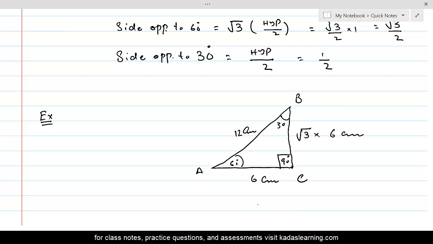This works if there is only one side which is known, but the condition is that we should have the angles of the triangle as 30, 60 and 90. This is a very useful result, and we will use it again while calculating trigonometric ratios for 30 degree and 60 degree.